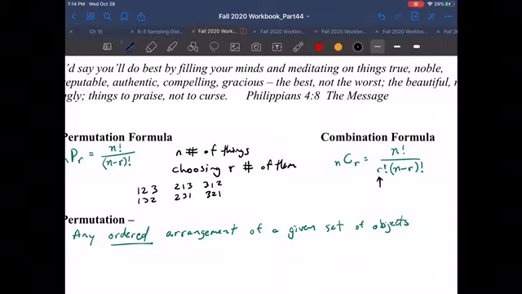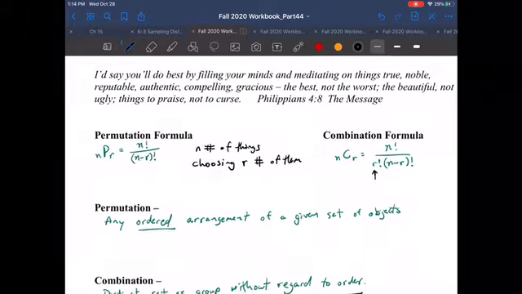This is the permutations. But how many combinations are there of 1, 2, 3? There's one. 1, 2, 3. It's always just that same group. So we have 6 permutations over here, but only one combination of that. So that's the difference between those two. Order matters on permutations. Order doesn't matter on combinations.